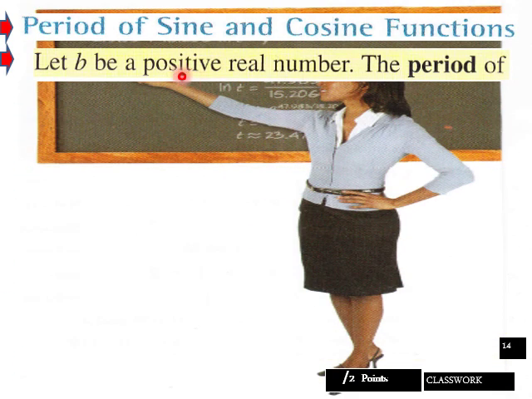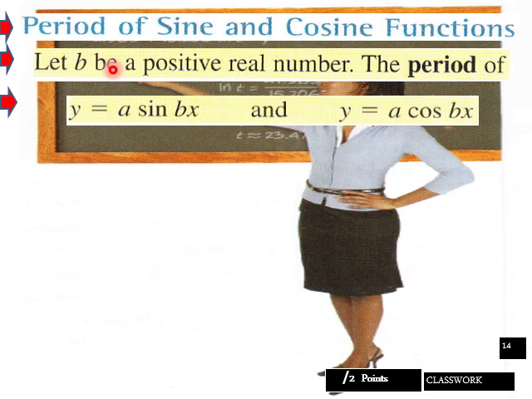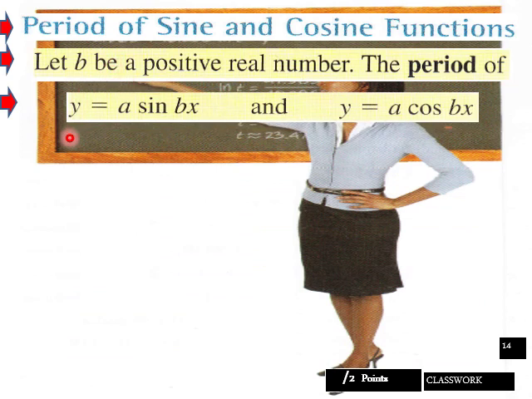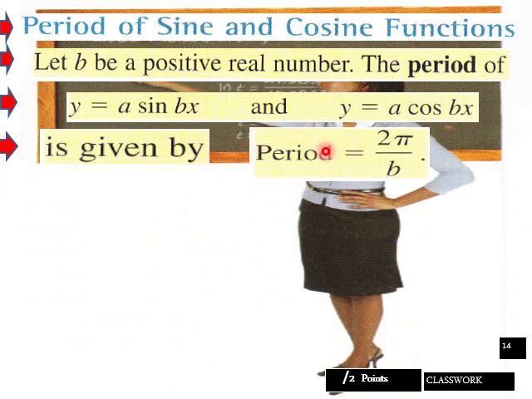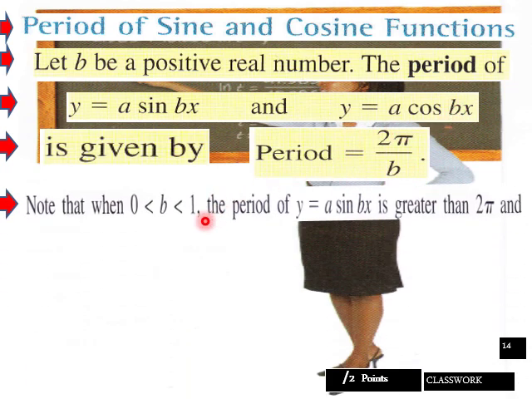Period of sine and cosine functions. Let b be a positive real number. The period of y equals a sine bx and y equals a cosine bx is given by period equals 2 pi over b. So our b here is going to determine our period.